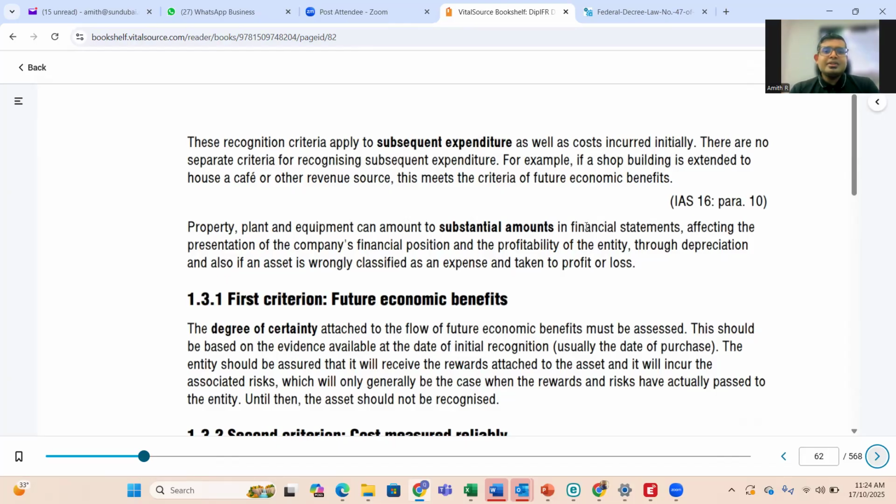So these recognition criteria apply to subsequent expenditure as well as cost incurred initially. There is no separate criteria for recognizing subsequent expenditure. For example, if a shop building is extended to house a cafe or other revenue source, this meets the criteria of future economic benefits. And I was just telling you that we will reach subsequent expenditure. Now, what is meant by subsequent expenditure?